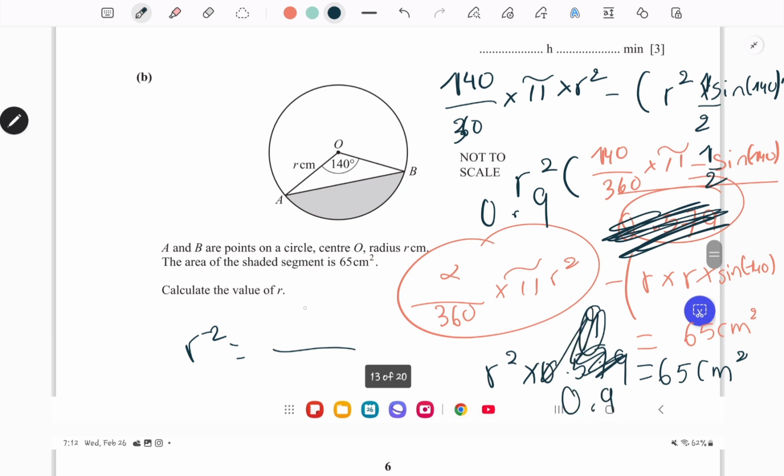So r squared is equal to 65 over 0.9. You put it on the calculator, you're going to get approximately 72.2. So r squared is equal to 72.2.